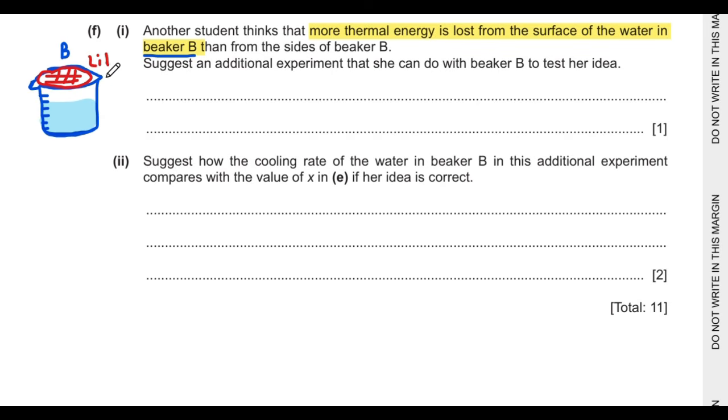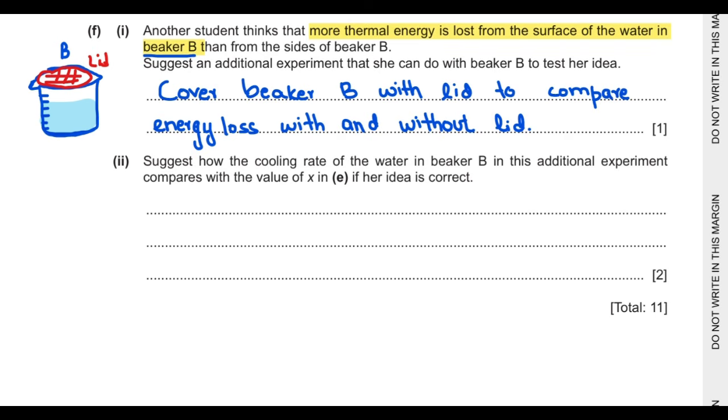Now, how can we test if it's correct? We will cover the beaker with a lid and we will compare the energy loss with the lid and without the lid to test her idea. So the answer is that we will cover beaker B with a lid and compare the energy loss without and with the lid.